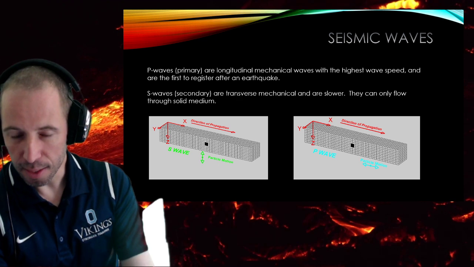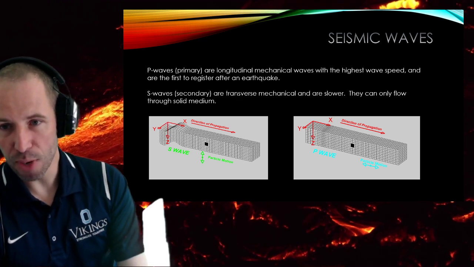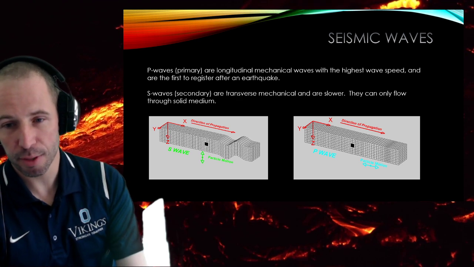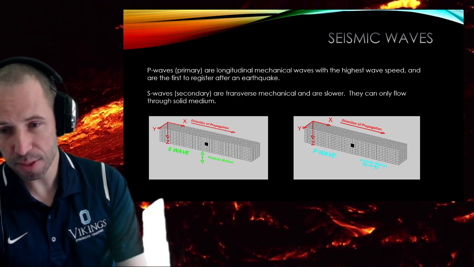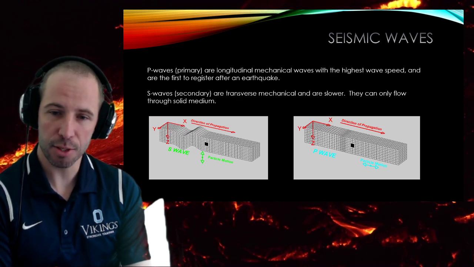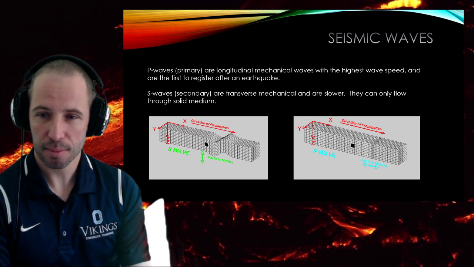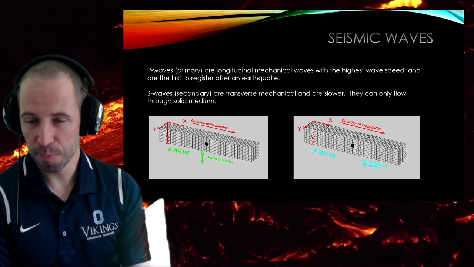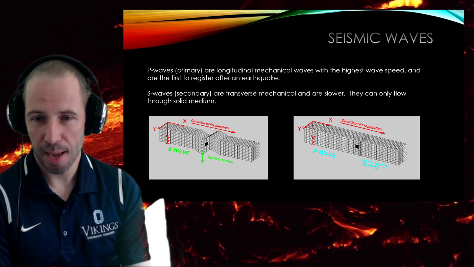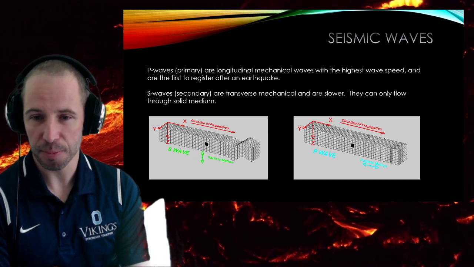Okay, second idea. P waves are called primary waves. S waves are called secondary waves. Based on that nomenclature, that naming system, which wave do you think is faster and gets to the seismic detection place first? And the answer is P waves. Primary means they get there first. They must be traveling faster. S waves are secondary. They get there slower.